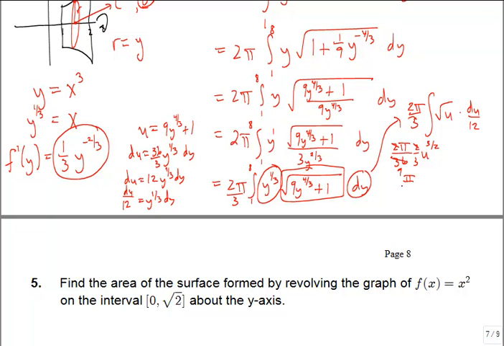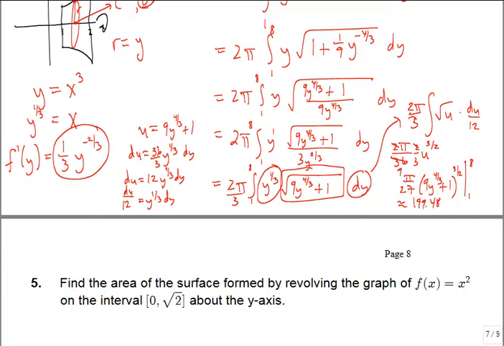pi over 27, and if I resubstitute back in terms of u, this is 9y to the 4/3 plus 1 raised to the 3/2, and then I'm ready to plug in my 1 and my 8. And it's going to give you the same answer that we got before, 199.48. So, surface areas of revolution.